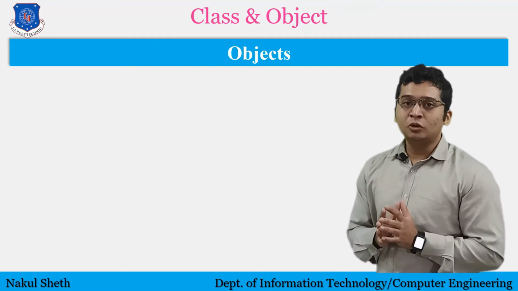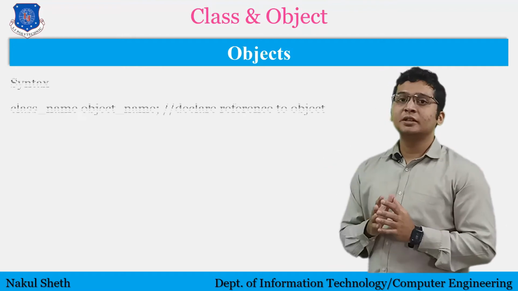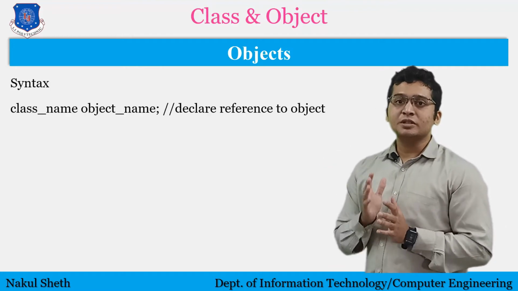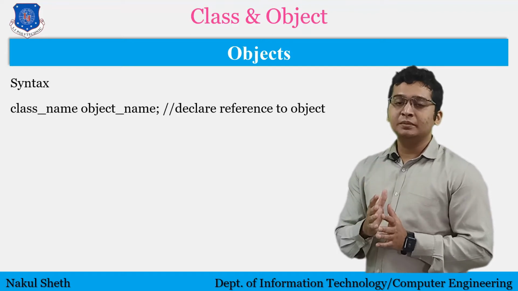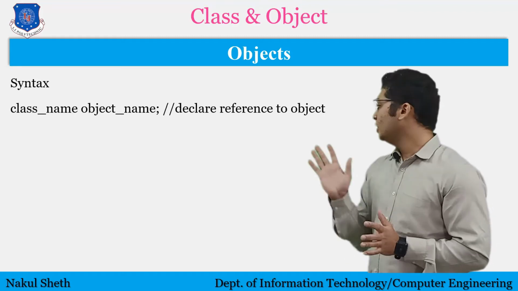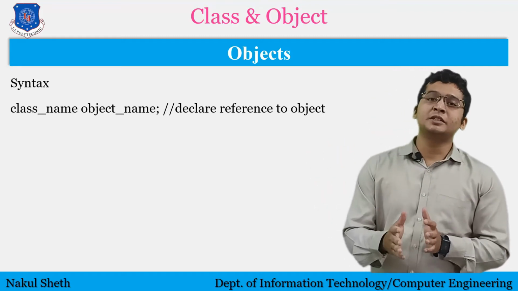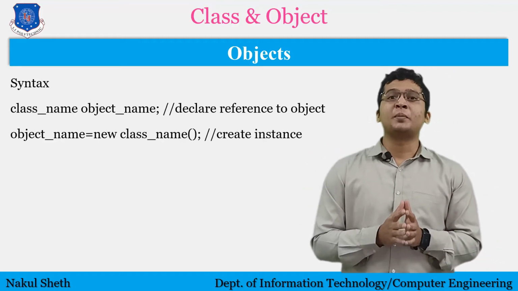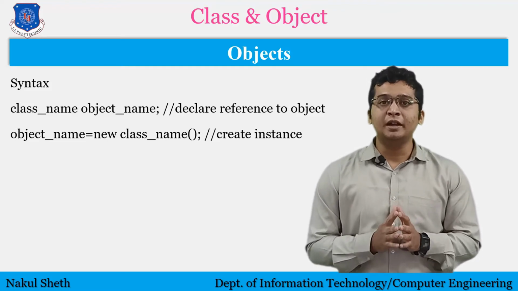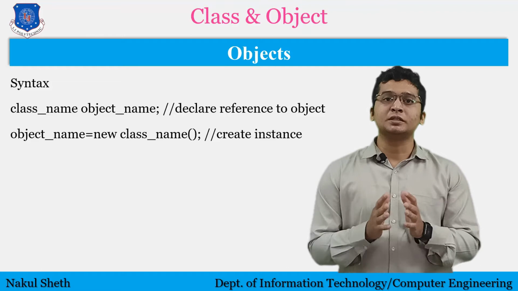So by following these rules, here is the syntax using which you can declare an object in Java. First, you need to write the class name, and then after that we write the object name. As you can see here, the class name and object name are separated by white space. So this is how we can declare an object of a particular class.